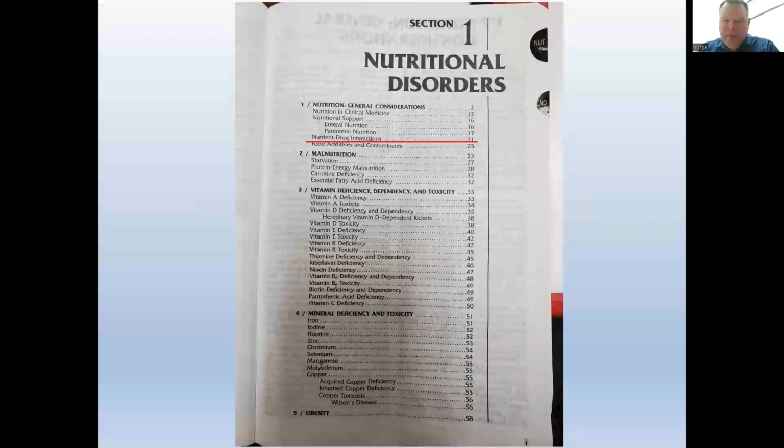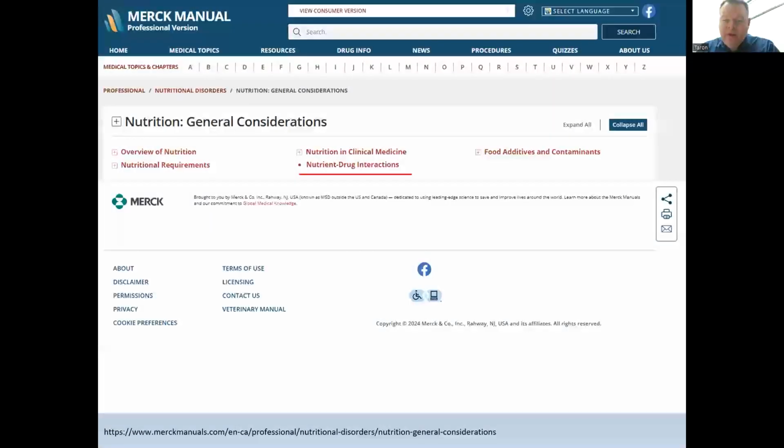From both the 1999 print edition and the current online edition, in the nutrition section under general consideration, there is a topic on nutrient-drug interactions. This source predates our observations with broad-spectrum micronutrients and medications.